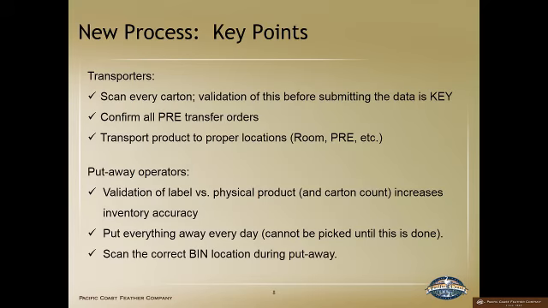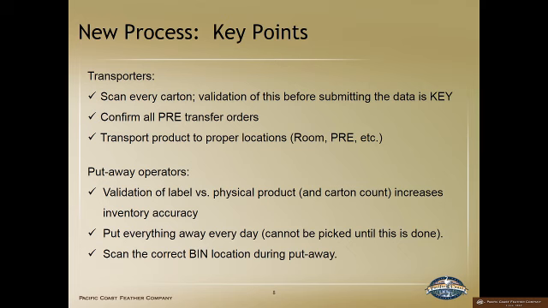Okay? So, key points. Scan every carton. Validate that you've scanned every carton before you hit the submit key. Once we do get our labels, we need to make sure that we confirm all products that are headed for pre-allocation, and we need to make sure that we scan every put away label to every bin. Every time we miss one carton, it causes a huge problem as that stock is not ready to be sold and our inventory is either under or overinflated.